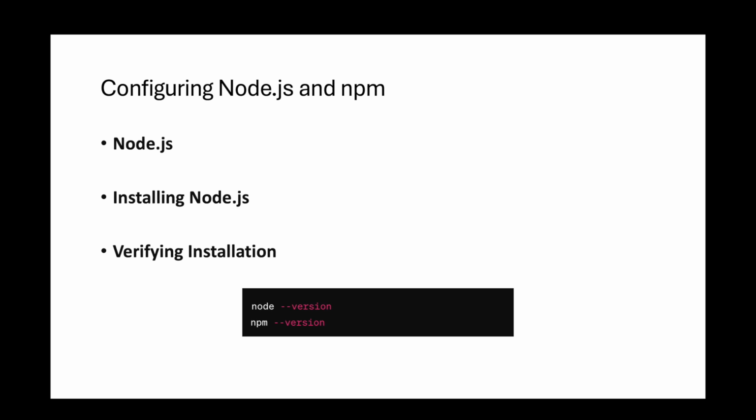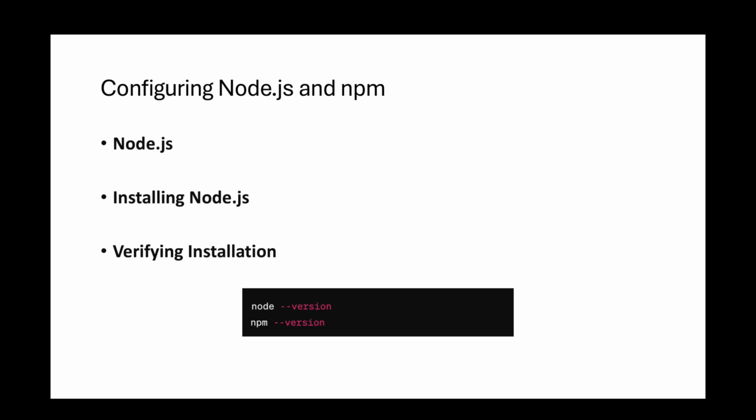Installing Node.js. To install Node.js, you can download the installer from the official Node.js website https://nodejs.org and follow the installation instructions for your operating system. Node.js includes npm, so you don't need to install it separately.